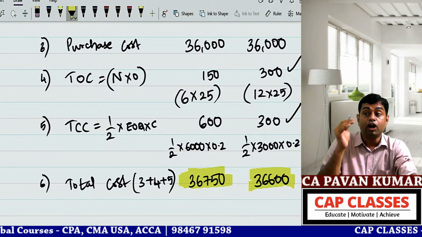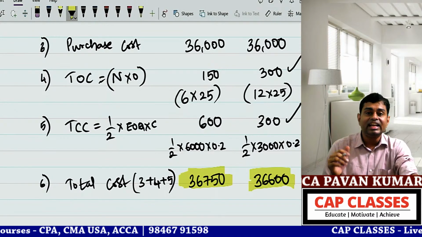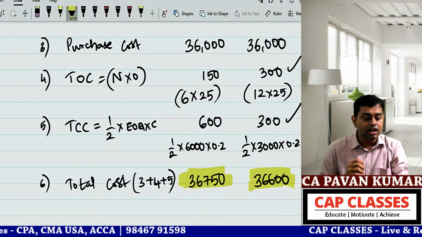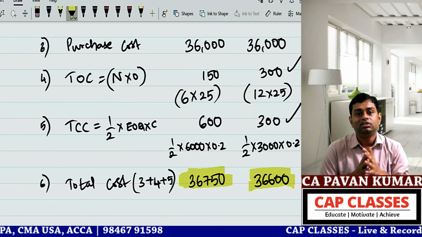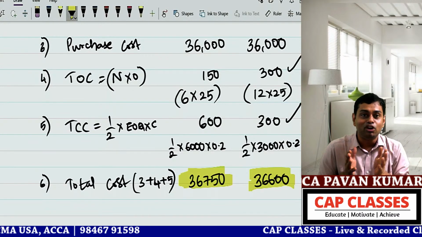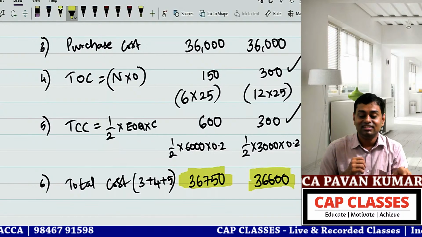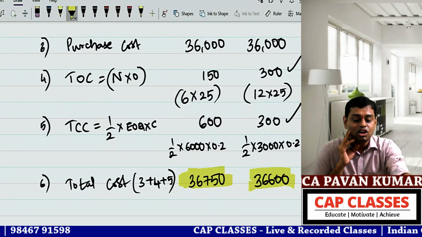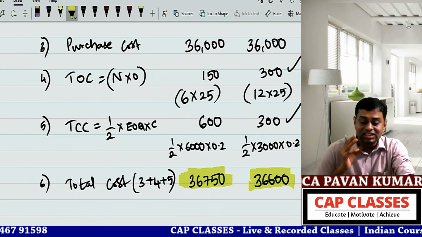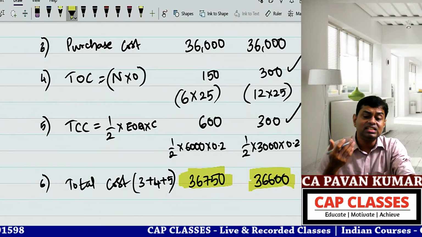If the company follows EOQ policy, they can save 150 rupees. Congratulations. This much of problem you did and said 150 rupees is cost savings. Are you kidding me? Okay. So total cost is 36,750, 36,600.